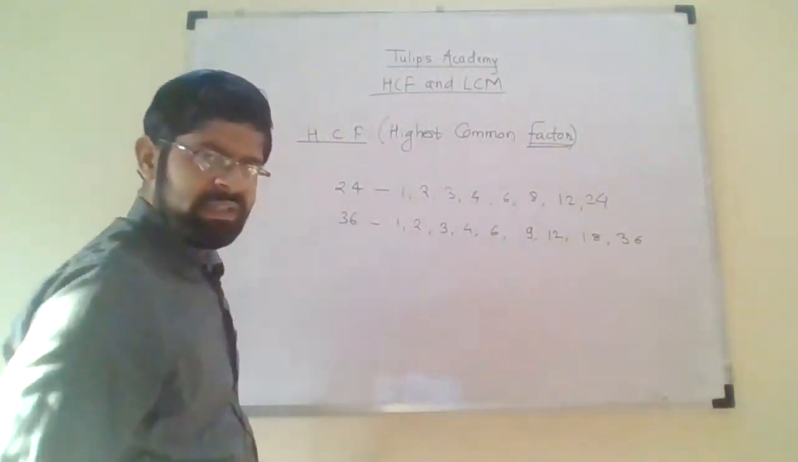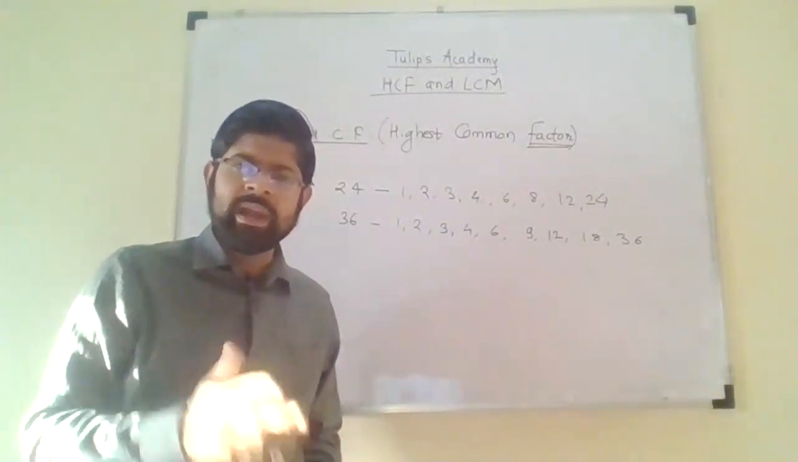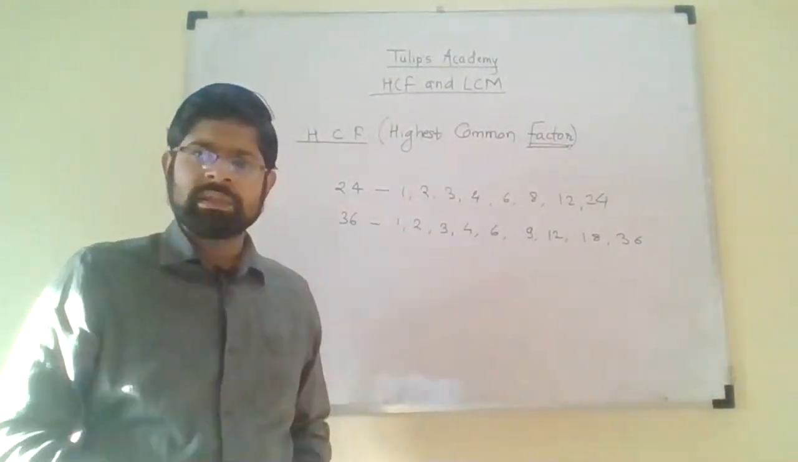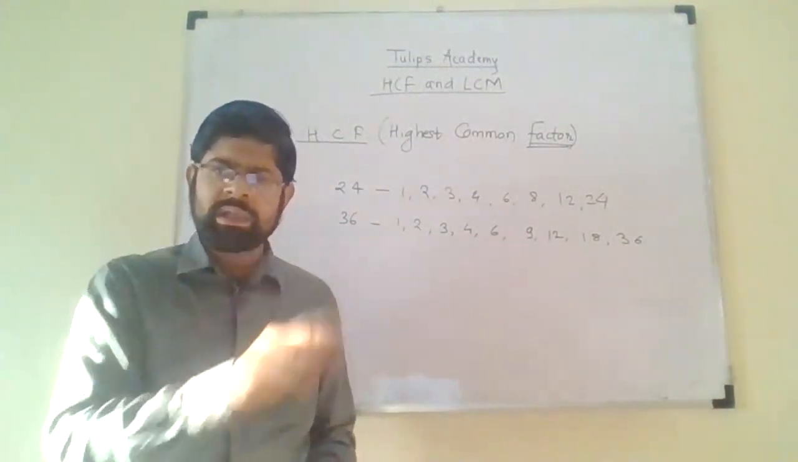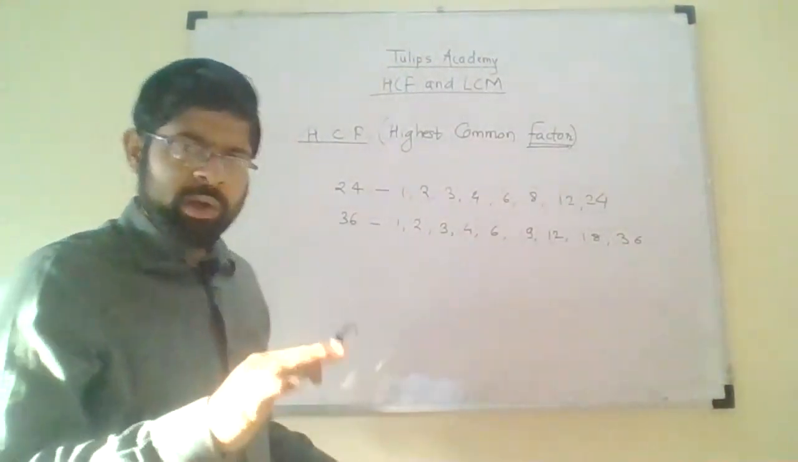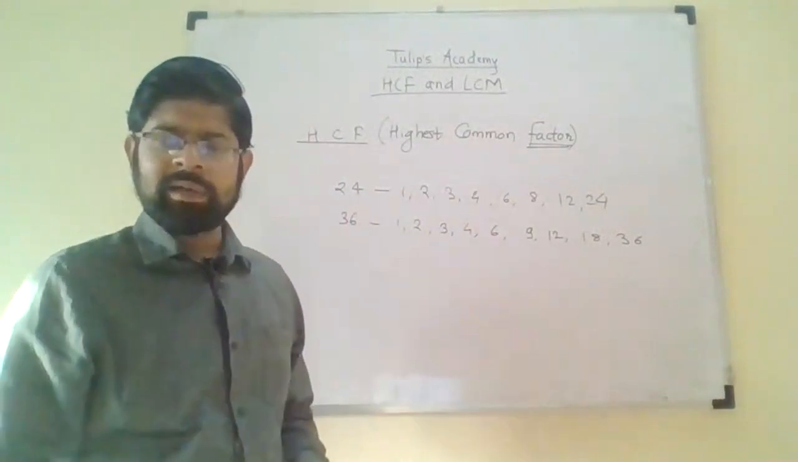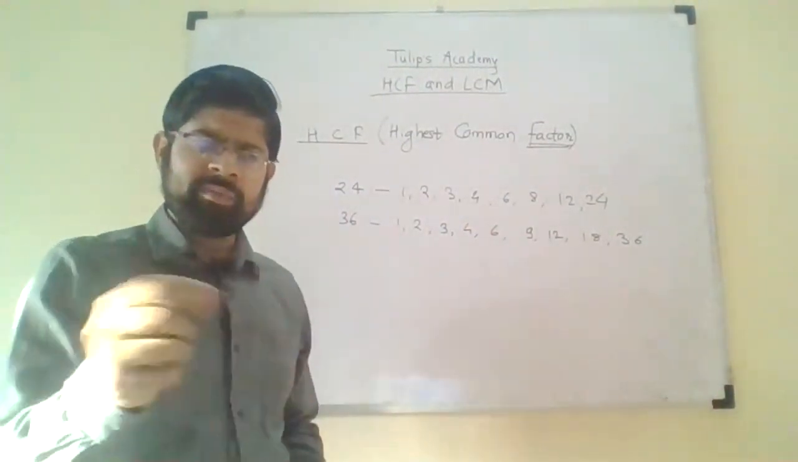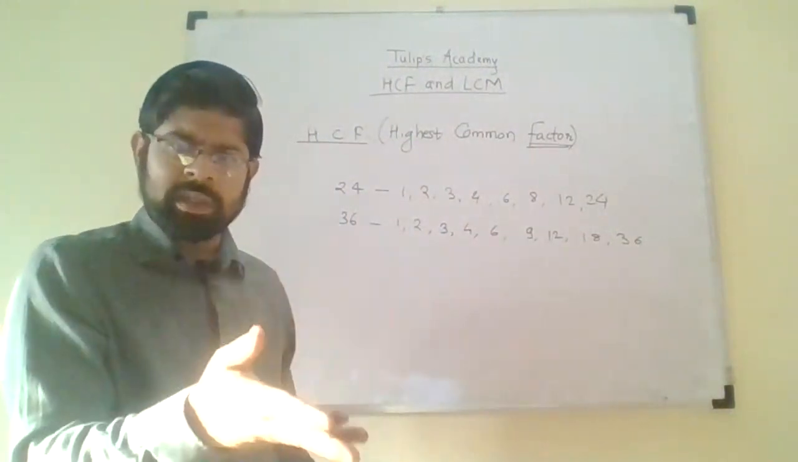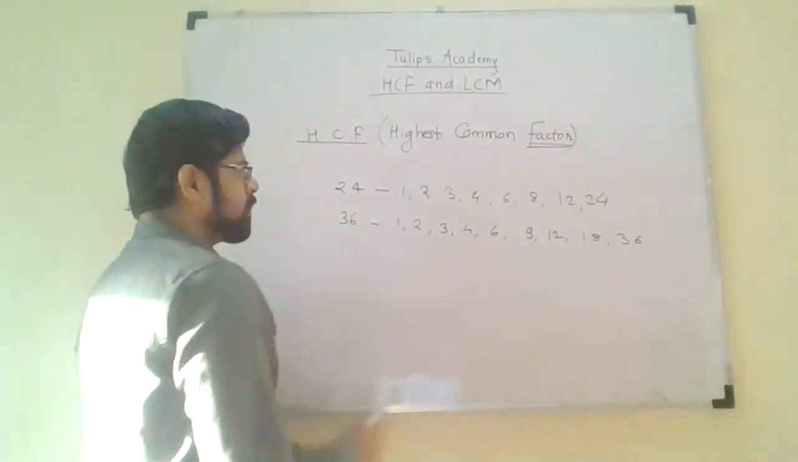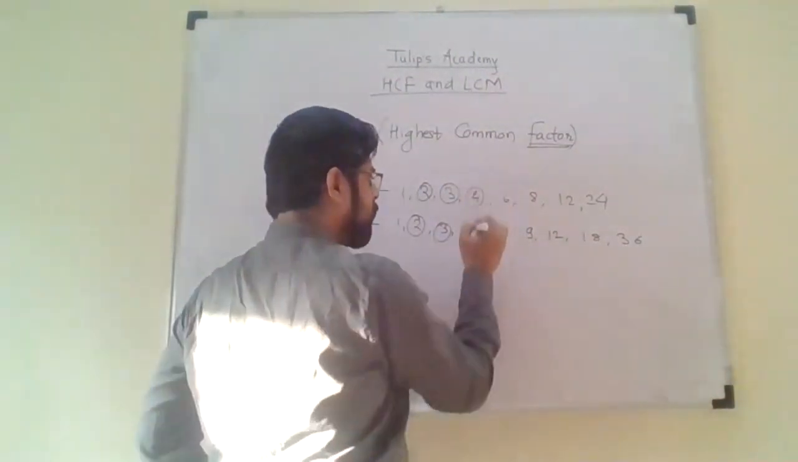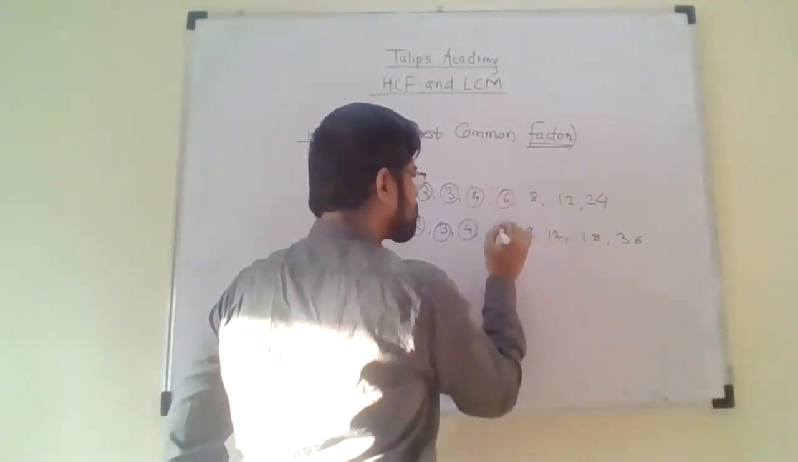Forget about 1. Multiplying any number by 1 gives the same number itself, and 1 is a factor of every number, so it is not necessary to consider 1. Because we will circle the common factors and take the product of them, even if we circle 1 and take its product with a number, we will get the same number. So the common factors are 2, 3, 4, 6, 12.